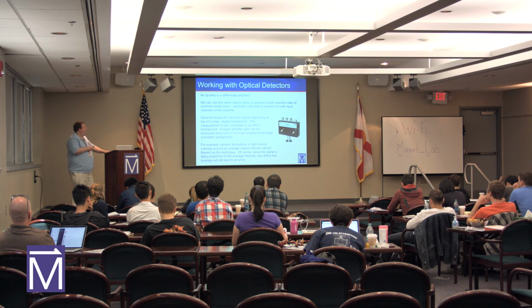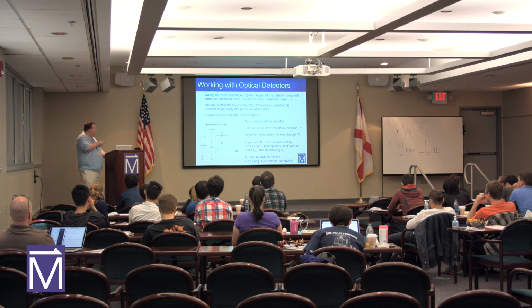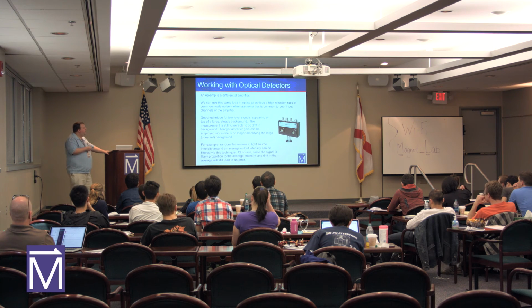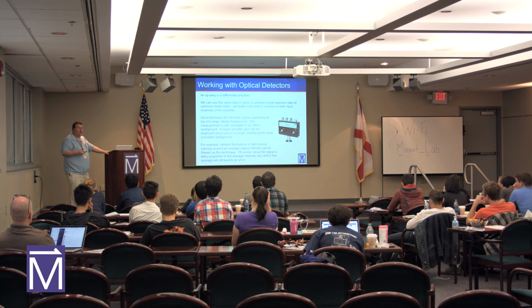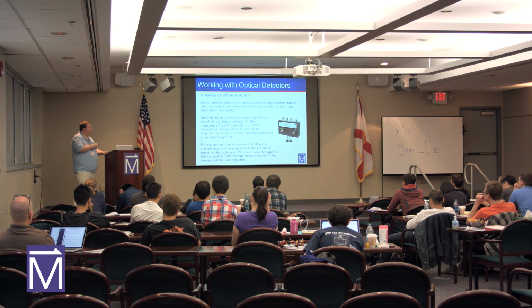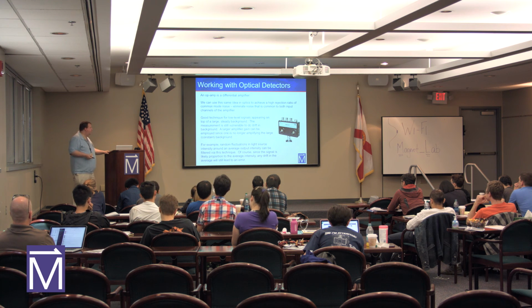An op-amp is a very simple example of a differential amplifier, this being the op-amp here. But we can use this same idea in optics, differential amplification, to achieve a high rejection ratio of common mode noise. That is, eliminating noise that is common to both input channels of the amplifier. Therefore, you can have a reference from your laser going into one channel and the signal after it goes through your sample going into the second one. And in subtracting them, you can subtract away the noise fluctuations of the laser.